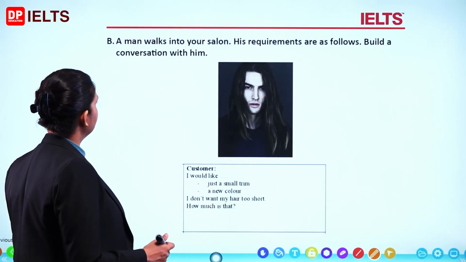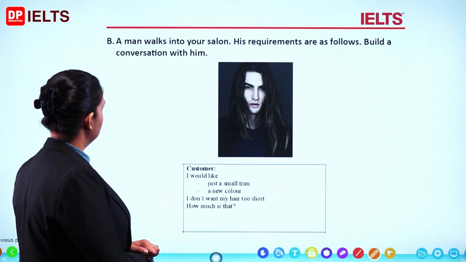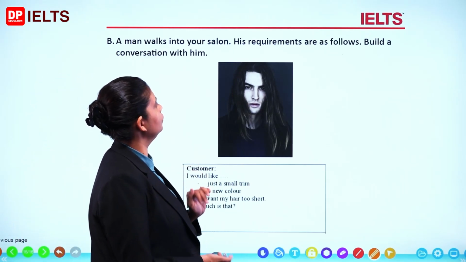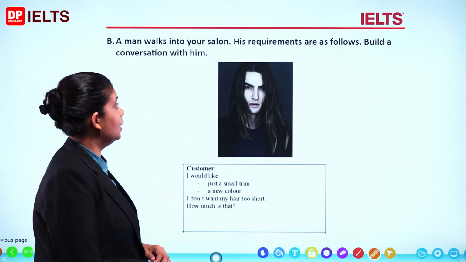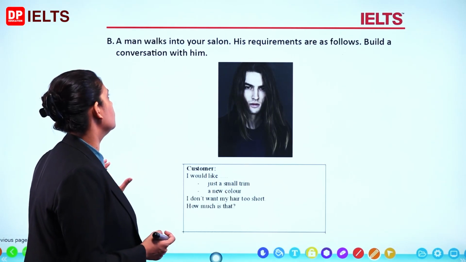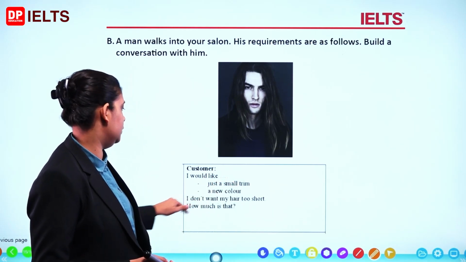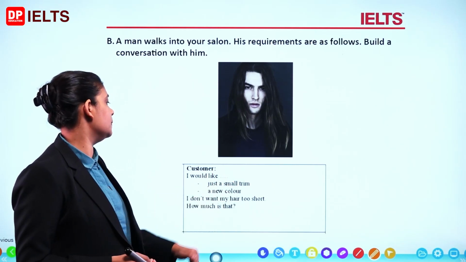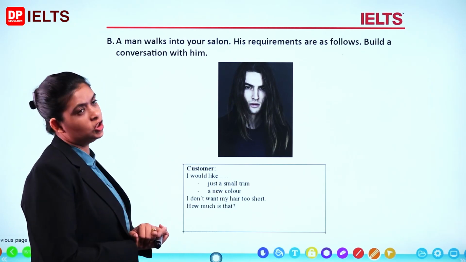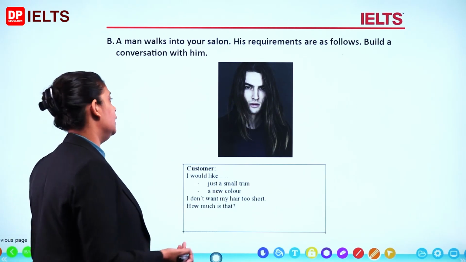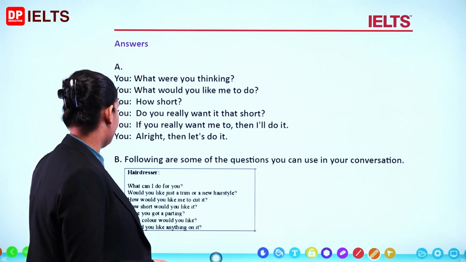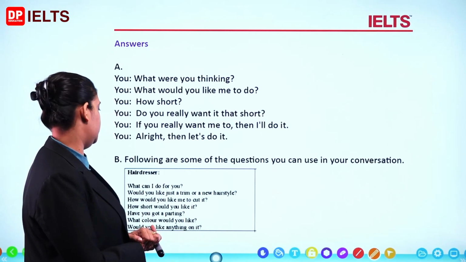Then there is another one here. A man walks into your salon. Now his requirements are as follows. He would like just a small trim, a new color. I don't want my hair too short. And how much is it? Here you have to write the conversation. So let's see. What can I do for you?